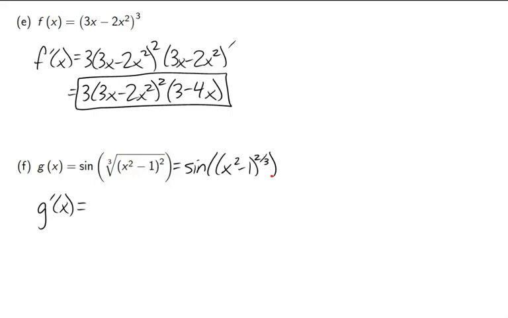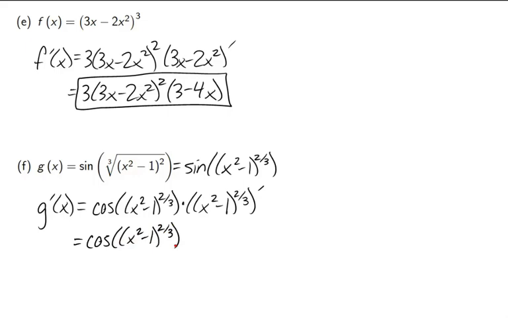Look and say, what is the outside function? The outside function is sine of u. Derivative of sine u is cosine of u. Leave it alone. Times the derivative of the inside. The inside function was this whole x squared minus 1 to the 2/3. If you look at this, this is still a function inside of another function. So I'm actually going to use the chain rule twice.